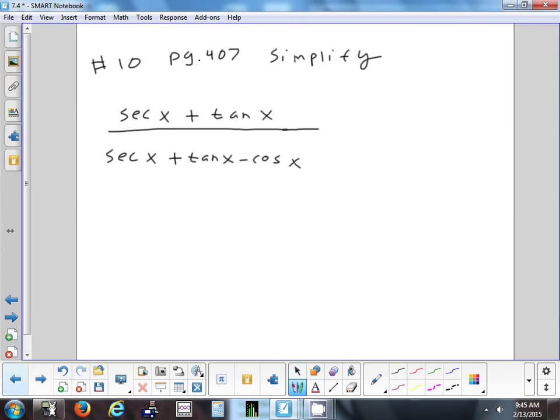It just says to simplify. So simplify is a little trickier. We don't know what we're supposed to get. We're just going to keep going until we think we got it as simple as we can. Okay, any suggestions what I try first here?